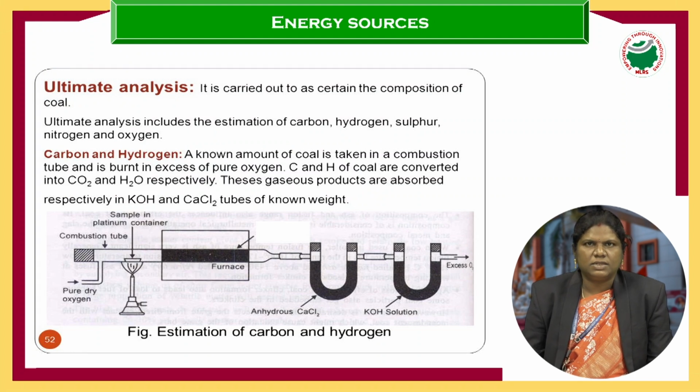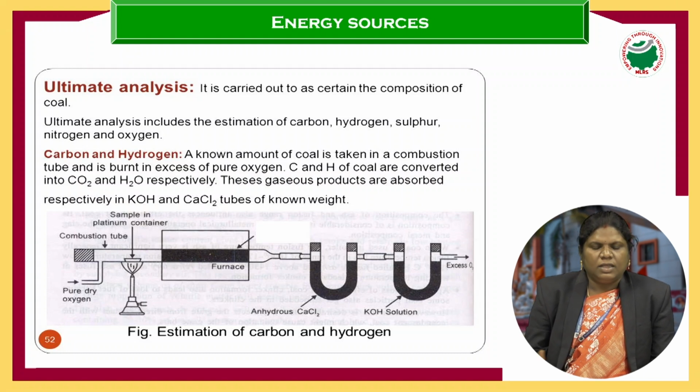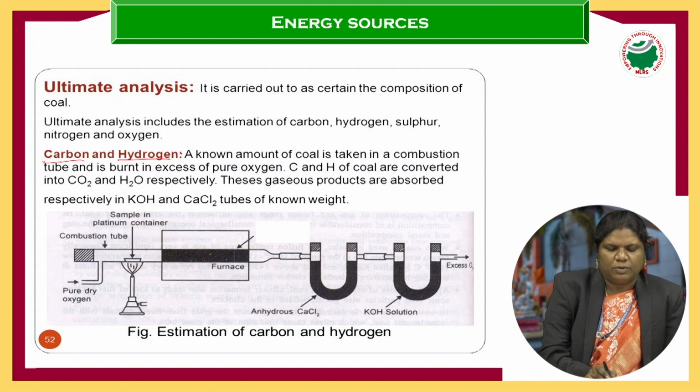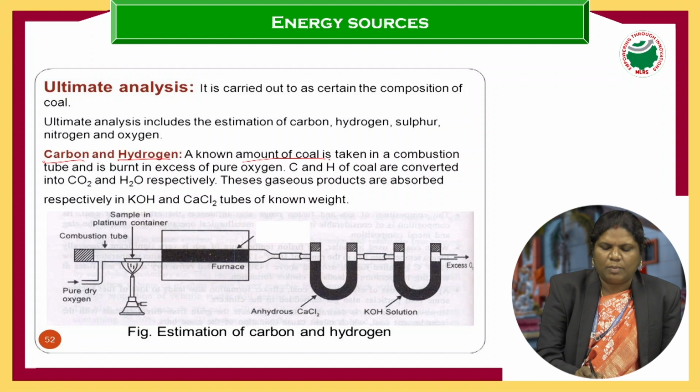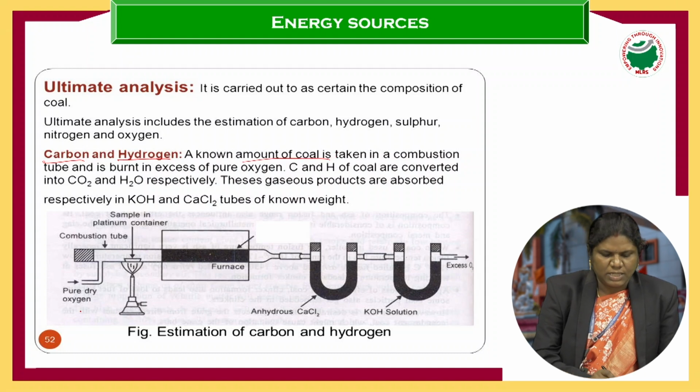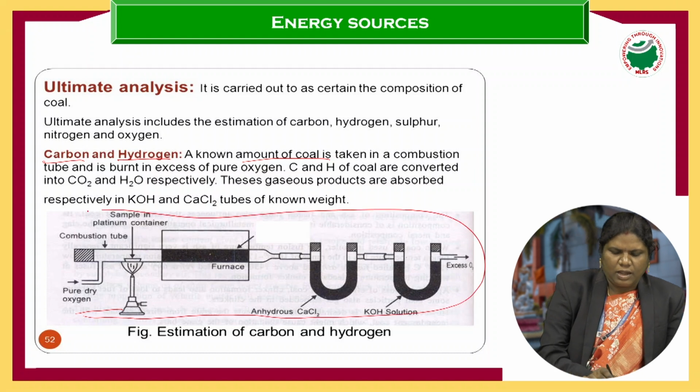This ultimate analysis is also known as the elemental analysis. First, we will determine the carbon and hydrogen. To determine the carbon and hydrogen, we have to take a known amount of the coal in a combustion tube. This is the apparatus which we will use for the determination of the carbon and hydrogen.